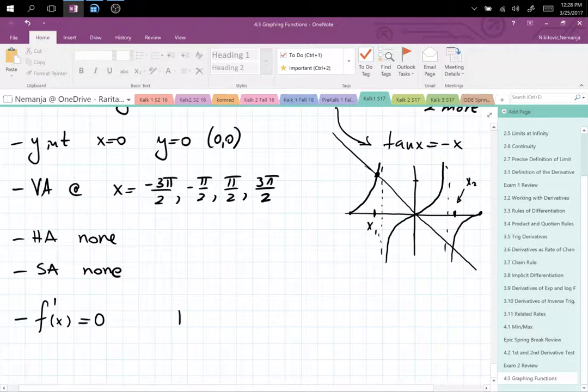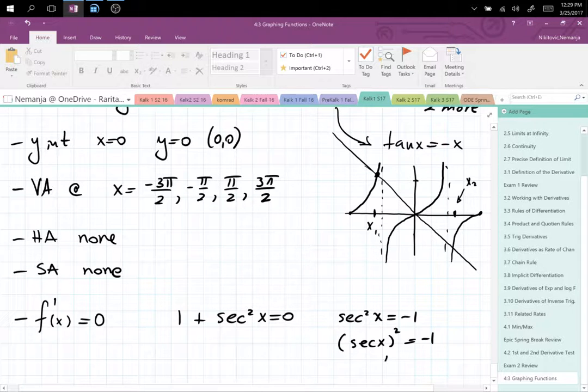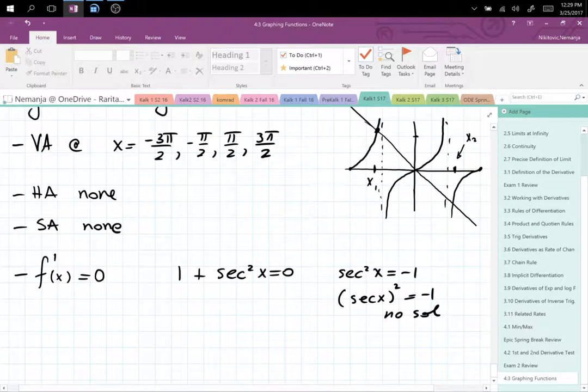So the derivative of x is 1, plus the derivative of tangent is secant squared, equal to 0. So the question is, when is secant squared x equal to negative 1? Well, there is the issue. You have a square equal to negative 1. So no solution, which means we will not have any critical points. So no min, no max.